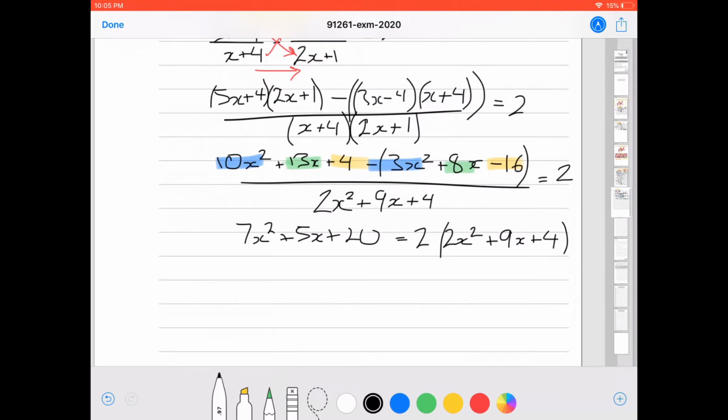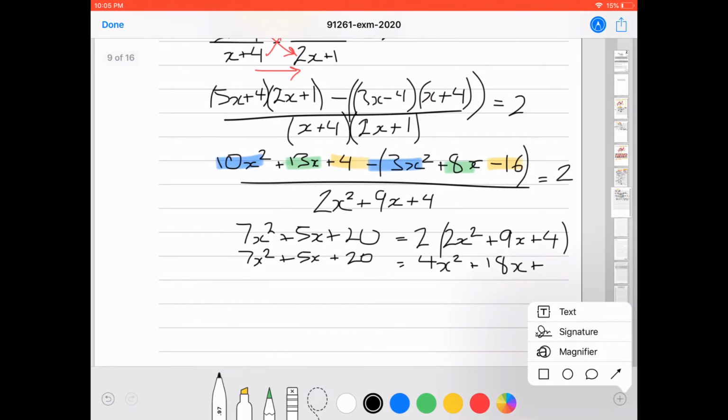Let's keep going. We'll leave the left-hand side as it is for now: 7x squared plus 5x plus 20. We can expand our bracket on the right-hand side: 4x squared plus 18x plus 8. Now let's take everything to one side. We'll take it all to the left-hand side just to keep our x squared term positive. It makes it a lot easier.